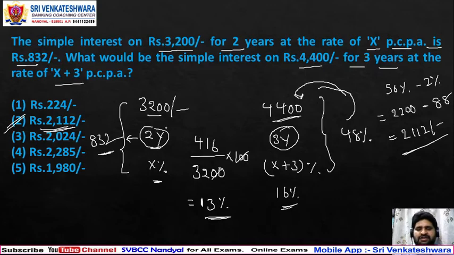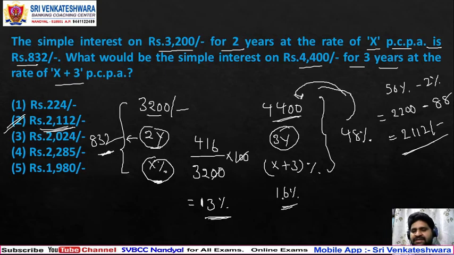Look at, on 3,200 for 2 years at a rate of X percent per annum, it gives 832 rupees interest. On 4,400 for 3 years at a rate of X plus 3% per annum, how much do you get? Every year I am getting 832, means per year I am getting 416 rupees. On 3,200 if I calculate, I'll get 13. So that X indirectly is 13.